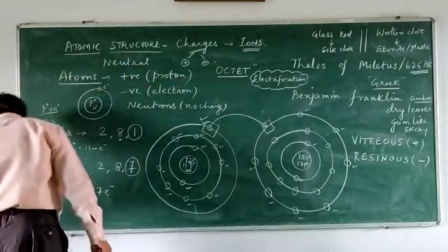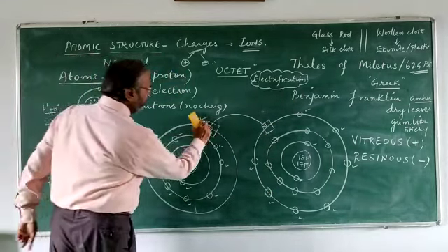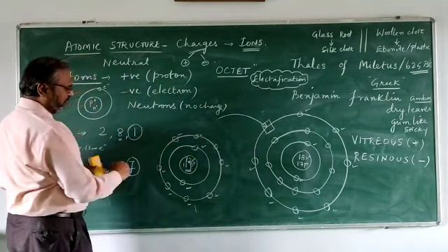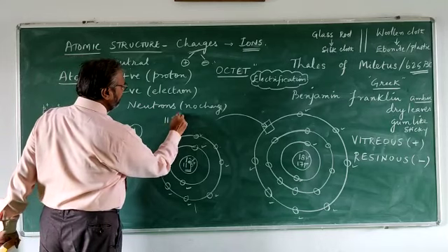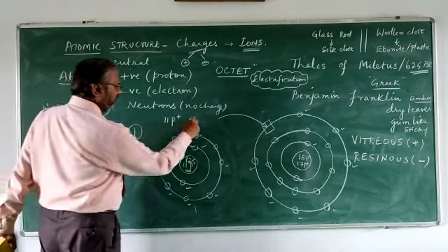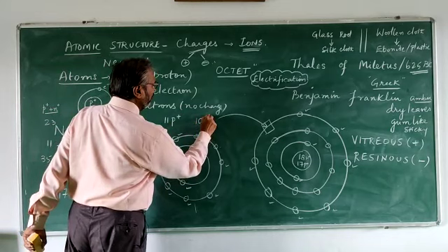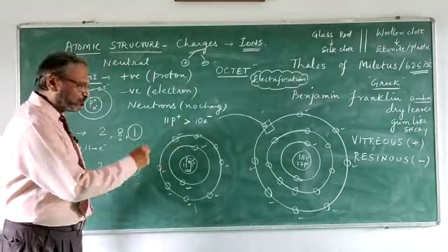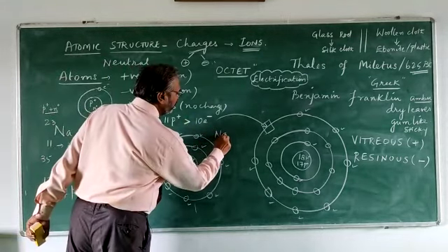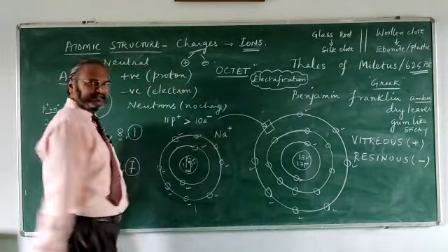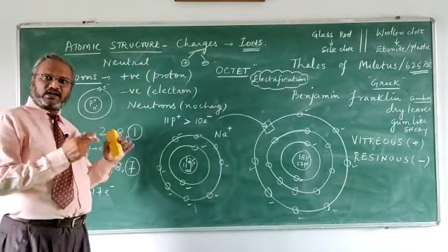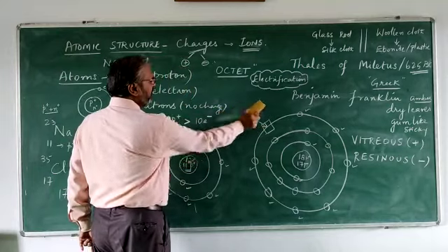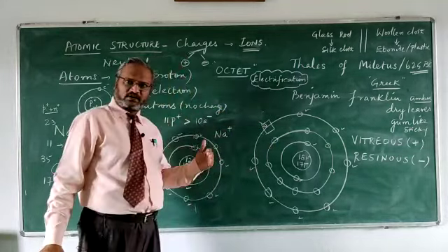When it gives 1 electron, let me remove this shell now totally. It has given 1 electron. Okay, so number of protons is 11. Now number of electrons is only 10. So number of protons is more than number of electrons. So sodium is a positive ion, Na plus. Atom becomes an ion because it has given 1 electron. It can be any number, but here it is 1 electron.